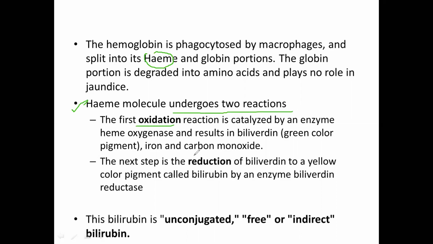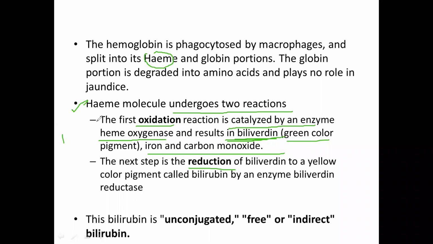One is oxidation and the second one is reduction. So first one is oxidation. All of you know what is meant by oxidation. This oxidation reaction is usually catalyzed by an enzyme, heme oxygenase, which results in biliverdin. So when the heme part gets oxidized, it will convert into biliverdin, which is a green color pigment, and iron and carbon monoxide.